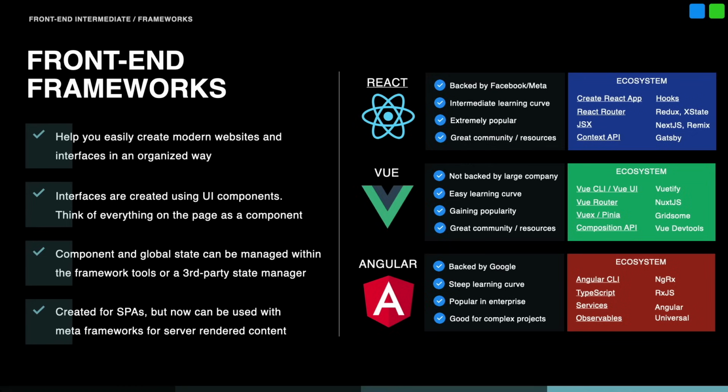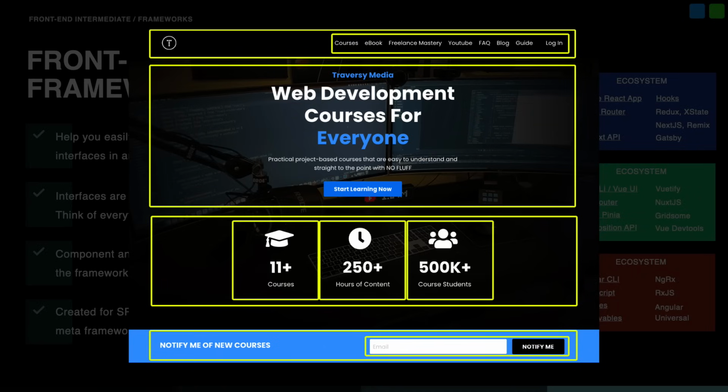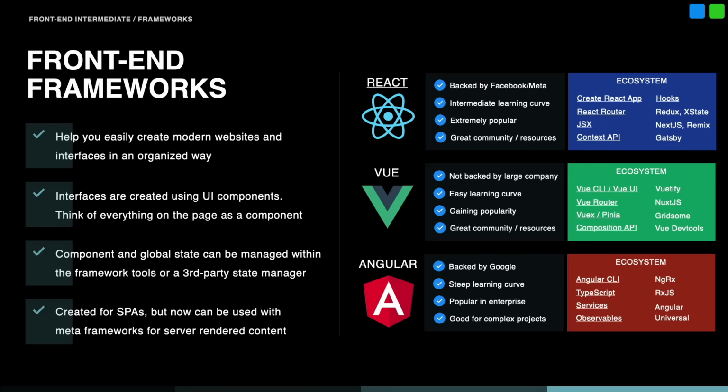Now, all front-end frameworks have the concept of components. So everything in your website or UI is looked at as a component, from the navigation to the search boxes to the blog post cards. Everything is a component, and you kind of have to get into that frame of mind when you're using a front-end framework. State is another thing that you'll need to get comfortable with.